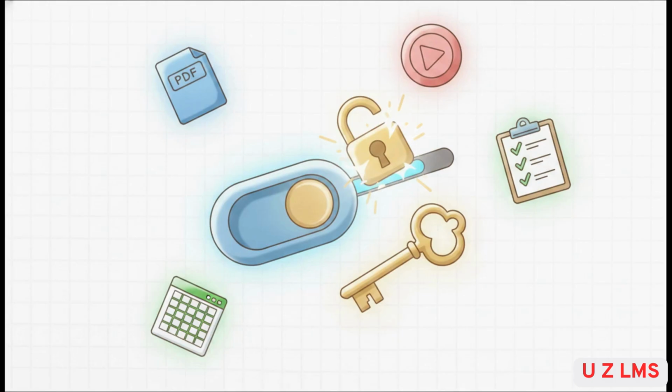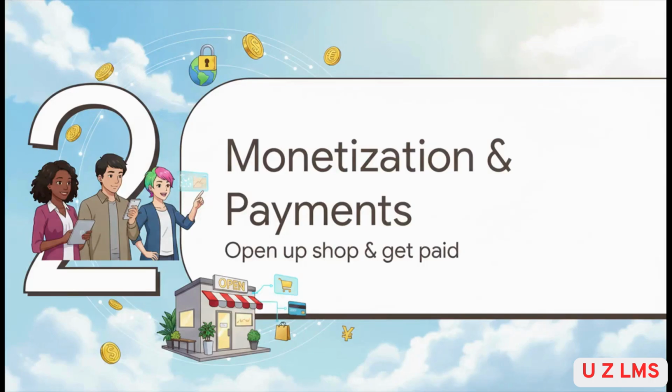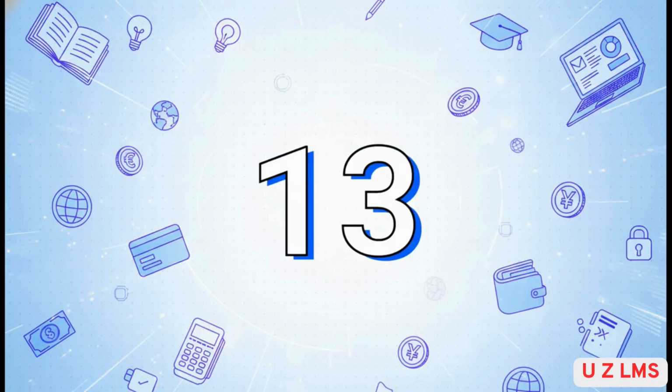Moving right along to Section 2, monetization and global payments. All right, you've built the curriculum. Now it's time to open up shop and get paid. The crucial number here is 13. That's the amount of native, built-in payment gateways the Z LMS supports straight out of the box. And this isn't just about swiping basic credit cards. It's about true global readiness. The geographic diversity here is just incredible.